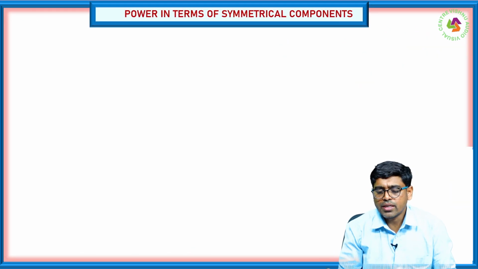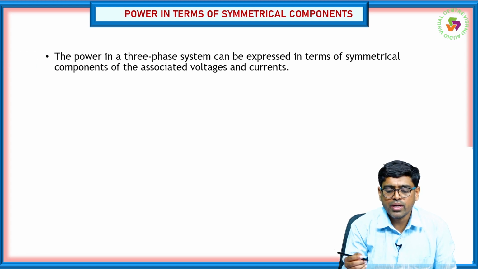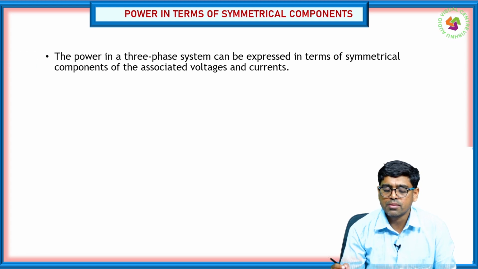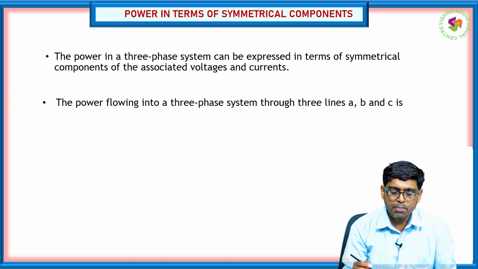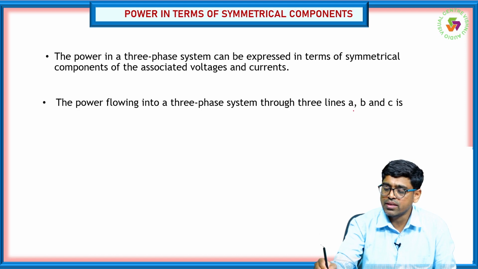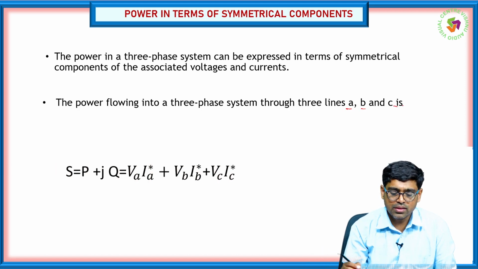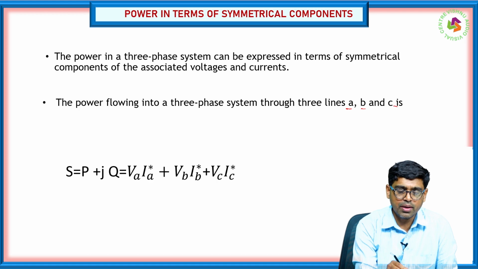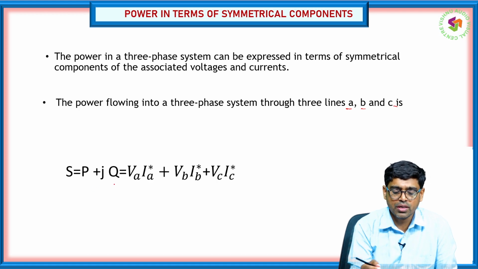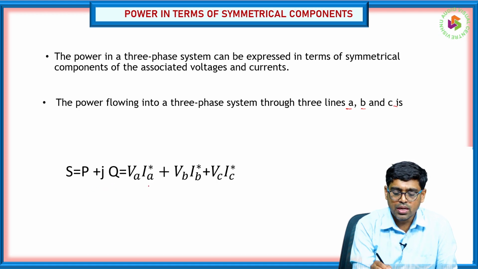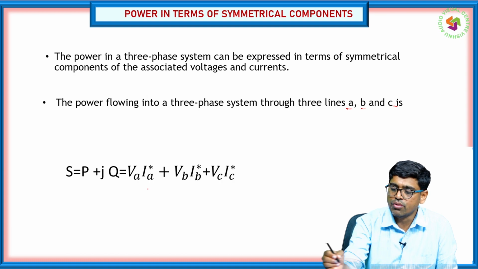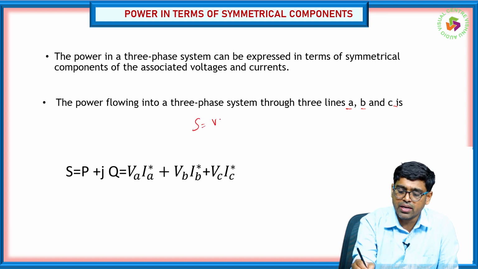So in case of power in terms of symmetrical component, the power in a 3-phase system can be expressed in terms of symmetrical components associated with the voltage and current. And the power flows in the 3-phase system through the line, through 3 phases, A, B, C phases. That we can write as S equal to nothing but P plus jQ. We know the power relation S equal to P plus jQ. That we are writing as S equal to VI conjugate.